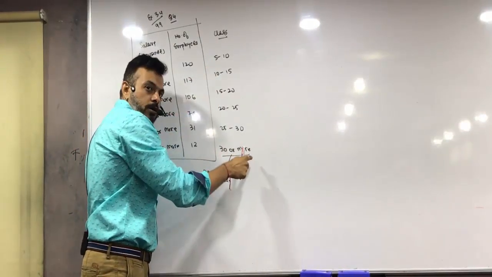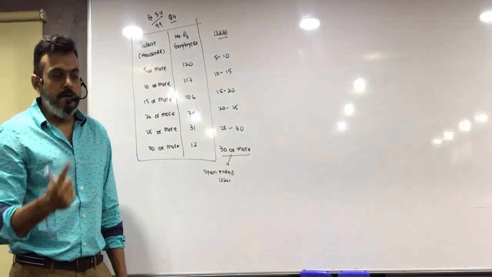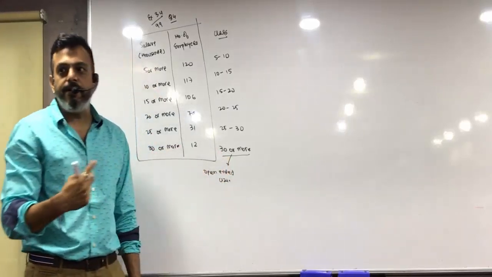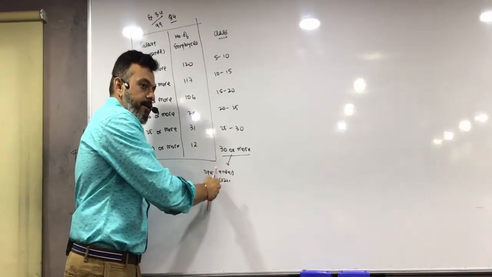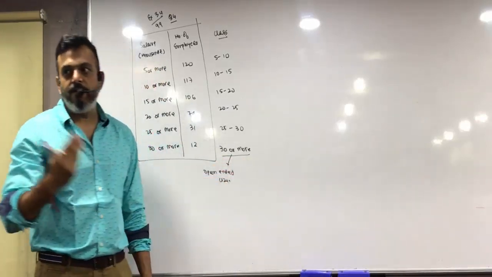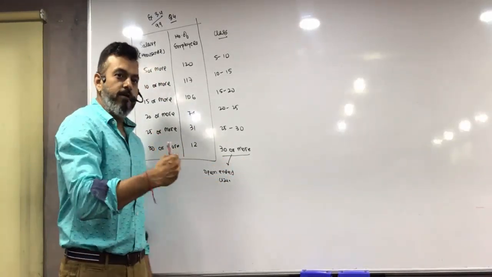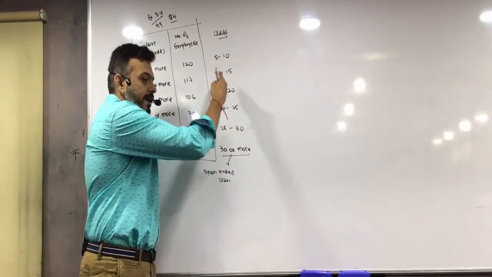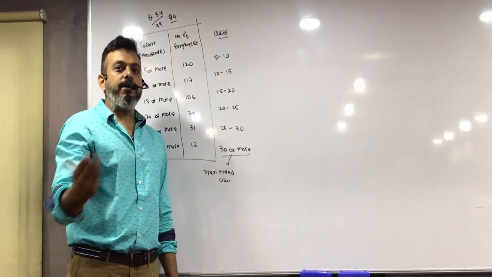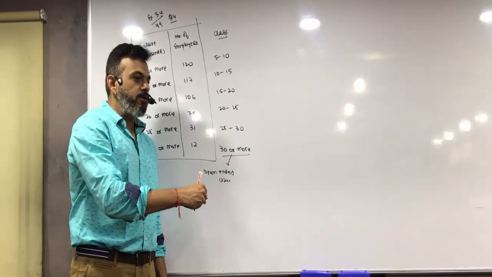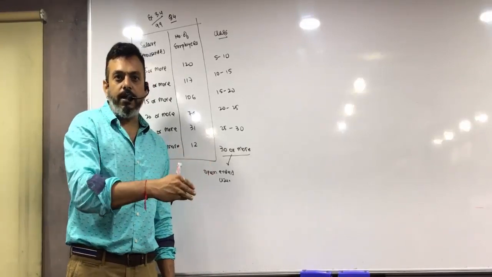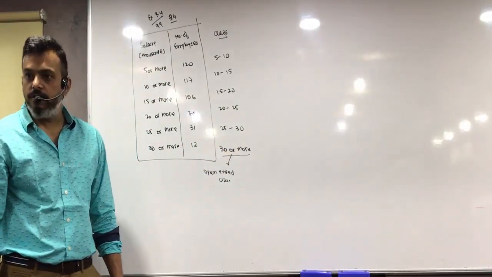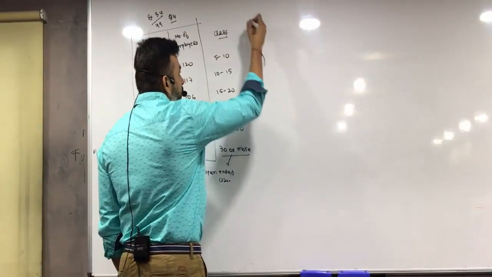Understood this? So whenever open-ended classes are there, over here it can be less than 5, over here 30 or more. We have to go for measures of central tendency too. That is median, quartile, decile, percentile. But we cannot find mean. So it is one of the disadvantages of mean, that mean cannot be found for open-ended classes. An advantage for the other measures, that is median or quartile or decile, is that they can be found for open-ended classes.